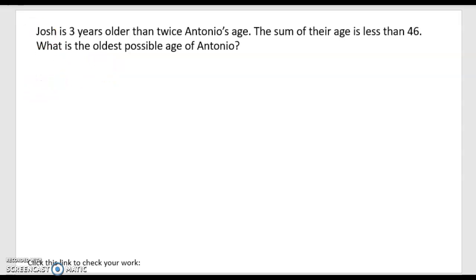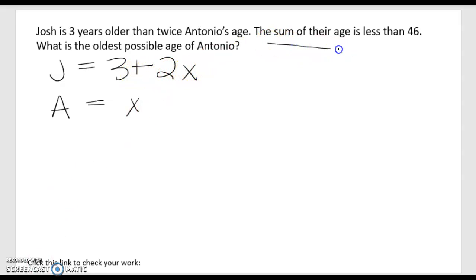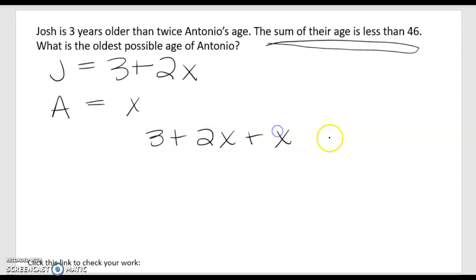So for this problem, we have Josh and we have Antonio. Josh is 3 years older than twice what Antonio is. So if Antonio is my x, then Josh is 3 plus 2x. Now we have the sum of their ages is less than 46. So when I put these together, 3 plus 2x plus x is going to be less than 46.